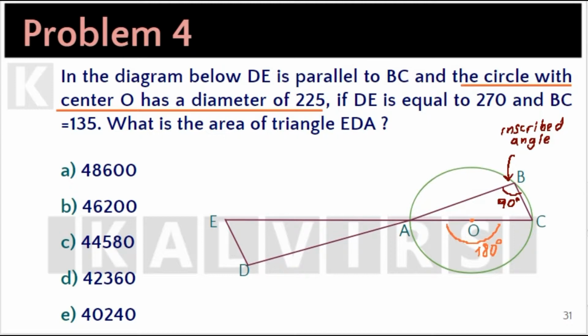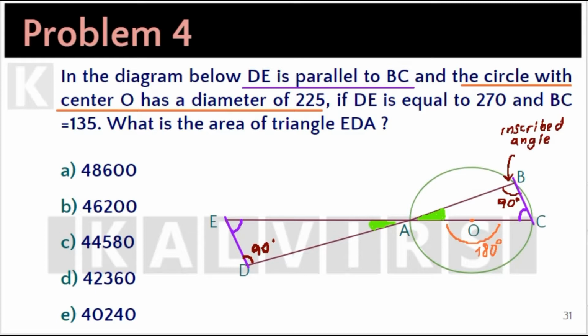Now, we know that DE is parallel to BC. Thus, angle C is equal to angle E, and angle B is equal to angle D. Angle D is also 90 degrees. Now, this angle is equal to this angle because they are opposite. You can notice that triangle EDA is similar to triangle ABC because they have the same interior angles. And since they have the same interior angles, their corresponding sides must be proportional.